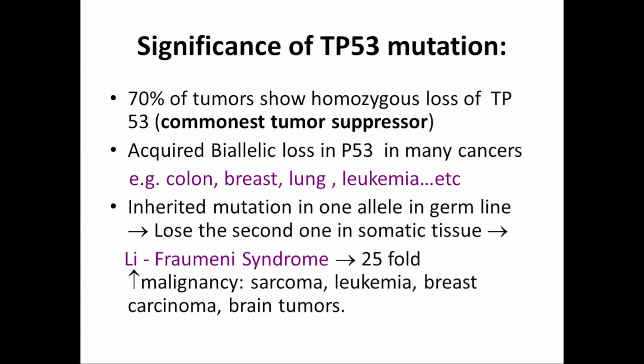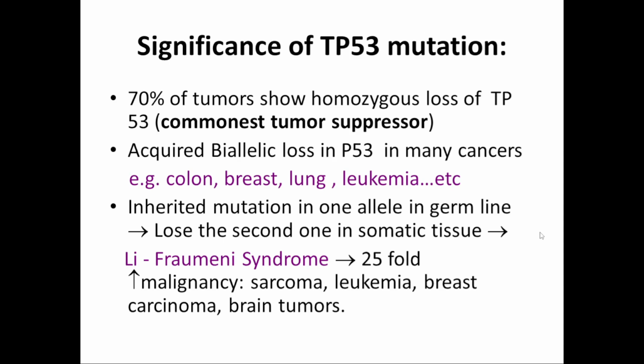P53 mutation is very common in human malignancies. If the tumor has P53 mutation or loss of function, it usually becomes a high-grade tumor, proliferates rapidly, with very high risk of metastasis and invasion to surrounding tissues. So 70% of tumors show loss of P53, and it's the commonest tumor suppressor gene lost in human malignancies.